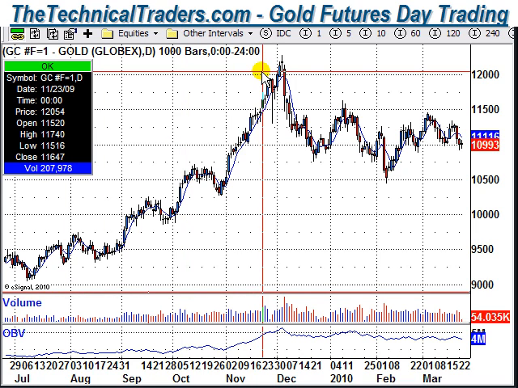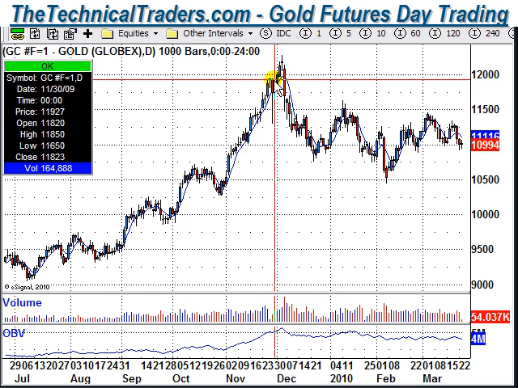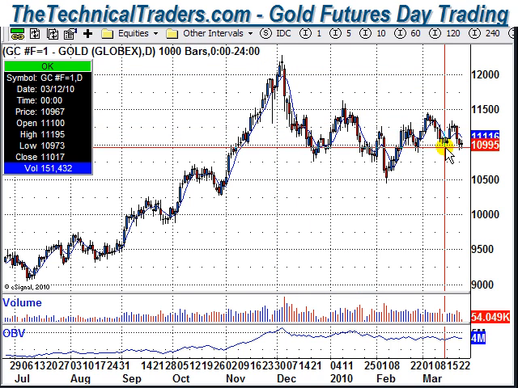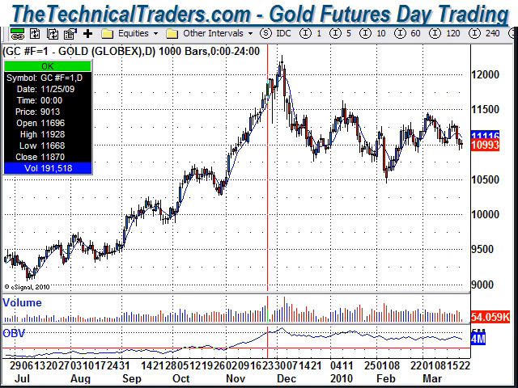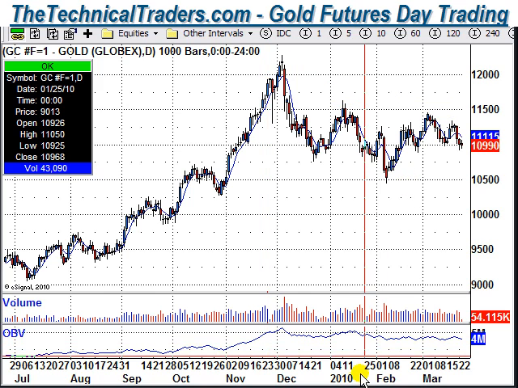Here's a daily chart. We can see through 2009 we had a very large rally, and now we've got this large bull flag. I do expect gold long term to continue higher, but right now the trend, in my opinion, is more or less down. It hasn't broken the previous high yet, so I'm actually looking for a short position here.